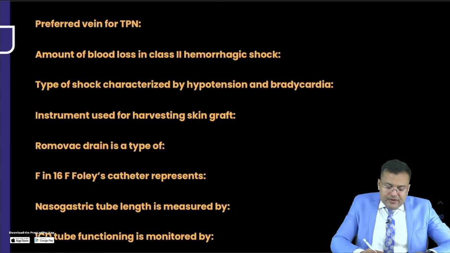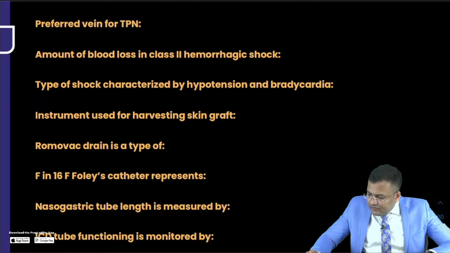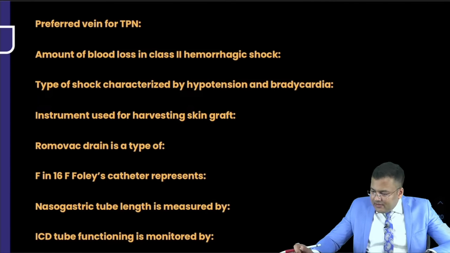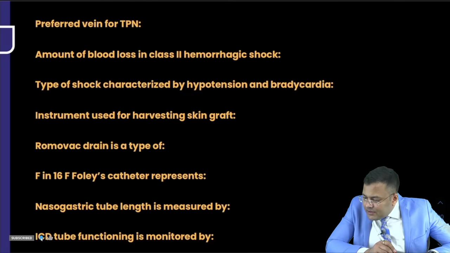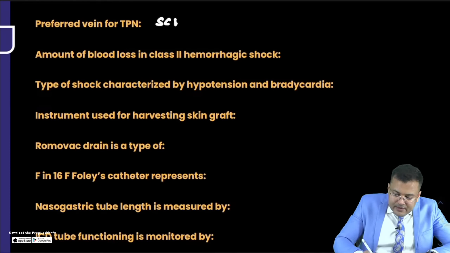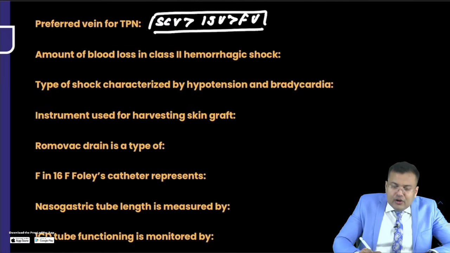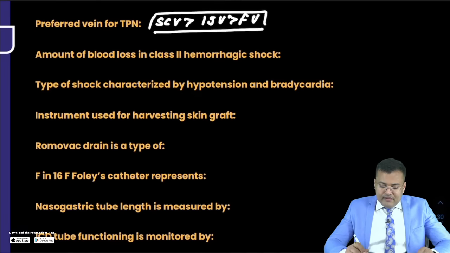This is a new question. After that, preferred vein for total parenteral nutrition. Tell me, guys. Very good. First person to reply, Ankit Gujjar. It is subclavian vein followed by internal jugular vein followed by femoral vein.